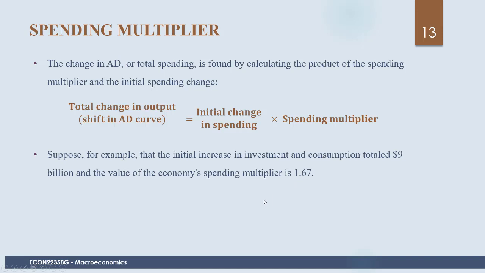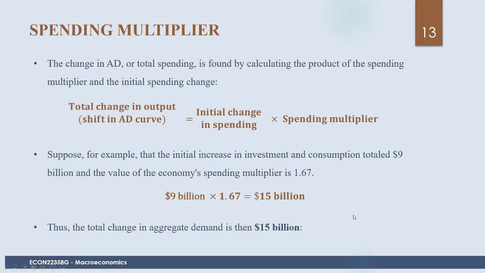So suppose, for example, that there's an increase in investment and consumption that totaled $9 billion, and the value of the economy's spending multiplier is 1.67. We're thinking here that there is some change in monetary policy that would stimulate an increase in investment and consumption, and that value is about $9 billion. Well, that $9 billion is going to become income to people, and they're going to spend it. That will become income to people, they're going to spend it, and so on. So there is this multiplier, and if we suppose it's 1.67, then the end result will end up being 15 billion. And so the total change in aggregate demand would then be 15 billion.